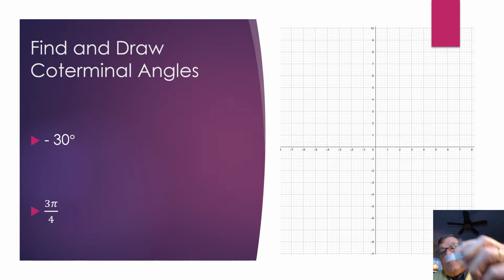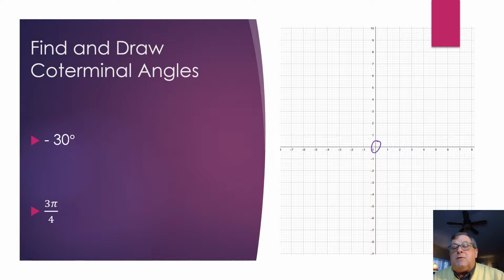What we would do is have an angle where the vertex is here at the origin. And what we would call the initial side is going to lie on the positive side of the x-axis. Then I would have a terminal side somewhere else here on the coordinate plane.